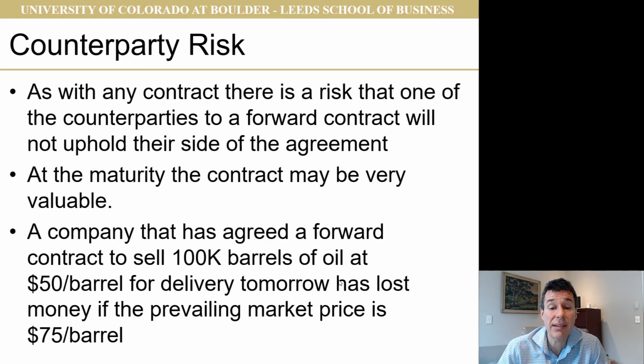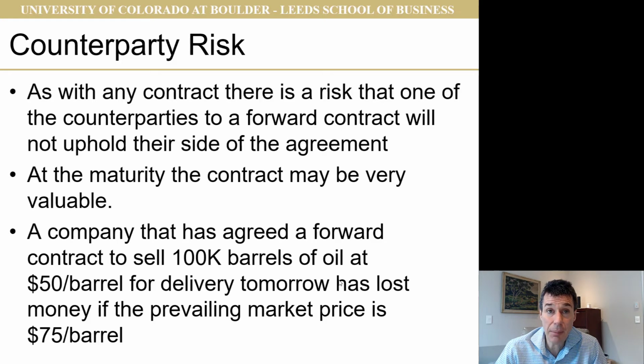So for example, let's say we've agreed to a forward contract to sell 100,000 barrels of oil at $50 a barrel for delivery tomorrow. So we agreed it 6 months ago. Now, if the prevailing price for oil, the market price for oil, is $75 a barrel, this company is losing a lot of money, right? Because they've agreed at $50 a barrel, and if they just ripped up the contract, walked away, and sold the oil in the market, they get 75. And so this contract is really valuable to the other party in the contract. This company, it's got a really bad negative value, but to the other party, it's got a lot of value.